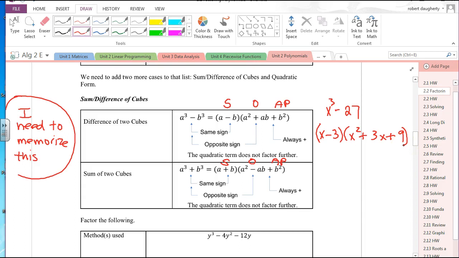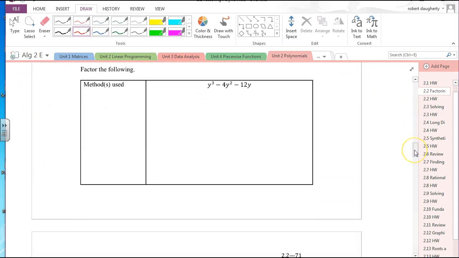If I had x cubed plus 8, that's going to be x plus 2, and then x squared, 2x, and 4. This is the same sign, this is the opposite sign, and that one is always positive, okay? So find a way to know this, memorize this, and recognize it when you see a difference or sum of cubes. Last year's group, when that showed up on the test, treated it like a trick question. It's not a trick question. You'll need to know that method, okay?